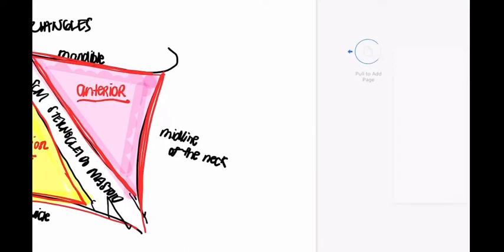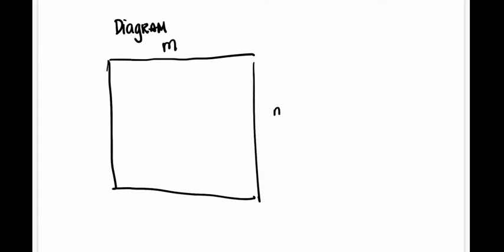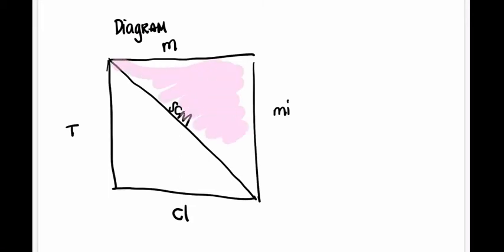To summarize this concept using a diagram, suppose this is a square and superiorly the mandible, midline of the neck, clavicle, and trapezius, and this is the sternocleidomastoid muscle. This part is what we call the anterior triangle, and this part is what we call the posterior triangle.